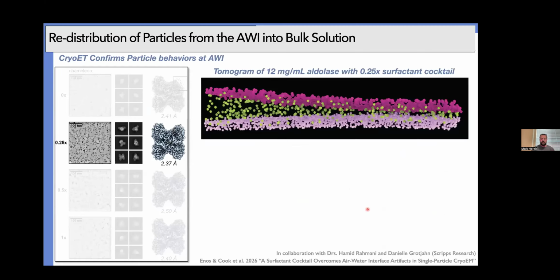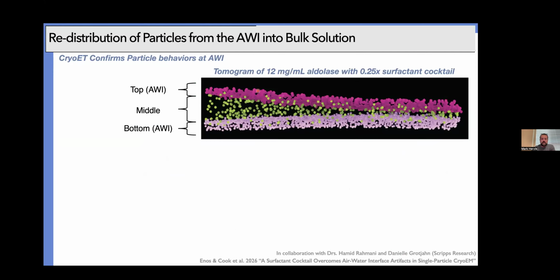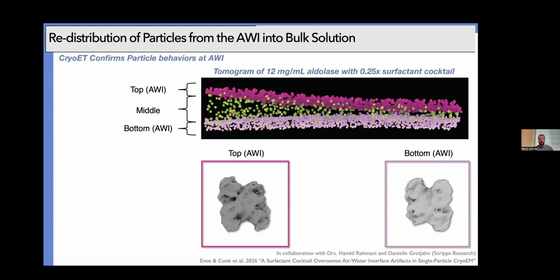And so what we did is we turned to the Grosjean group at Scripps Research, who are experts in cryo-ET, and we took tomograms with them of our different aldolase samples. And so what we see in this tomogram of our 12 mg per mil aldolase with our 0.25x surfact is we have a top and bottom air-water interface, and then we have a middle region here. And so through subtomogram averaging, we can split them out.